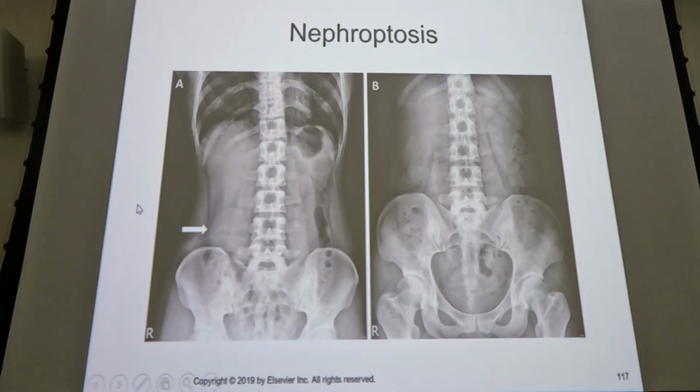So weird word. Nephroptosis, again, the reason we shoot a scout is to find where the anatomy is. This patient's got a kidney that's way down here in the pelvis.